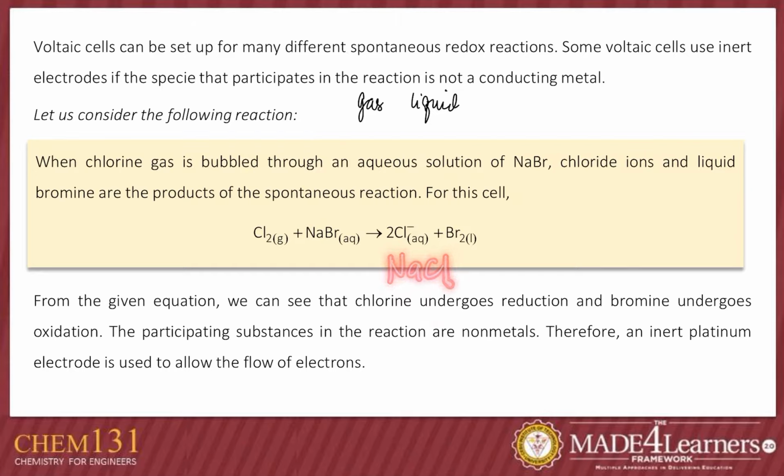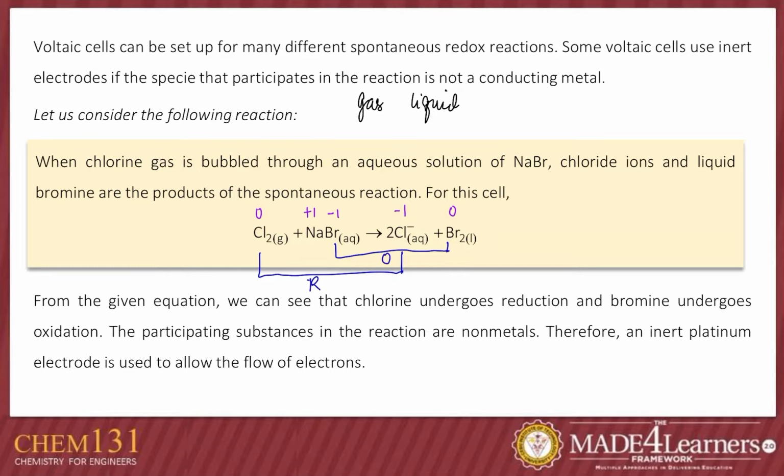So we can see in the reaction here that the oxidation number of chlorine is 0, sodium is positive 1, bromine is negative 1, and then this is negative 1 also, and then bromine is 0. So there are changes: chlorine goes from 0 to negative 1, so its oxidation number decreased, meaning it undergoes reduction. And bromine goes from negative 1 to 0, there is an increase in its oxidation number, and therefore it undergoes oxidation.